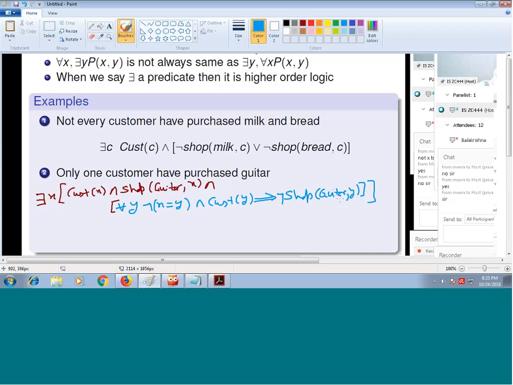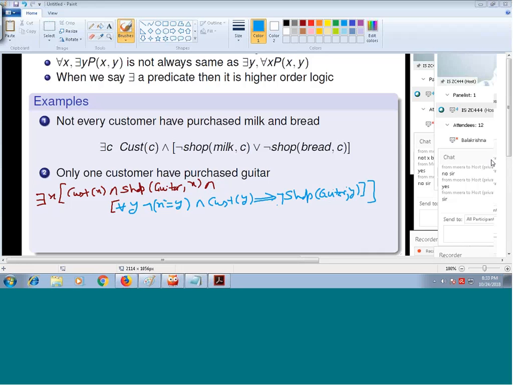I think it's very simple, but you have to understand only one thing: there exists X who is a customer and who has shopped for the guitar, but at the same time there is another condition, that for every Y who is not X, meaning except for this person, and who is a customer, he has not shopped for the guitar.